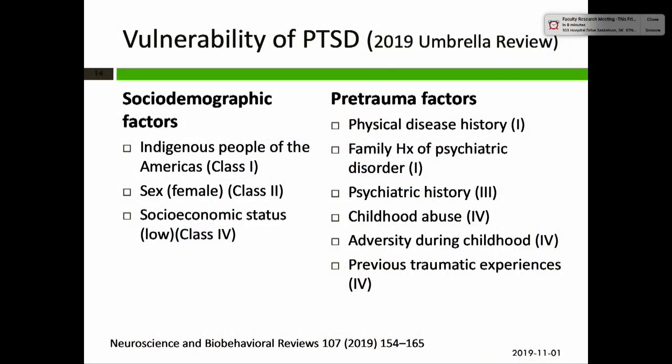Some other things, like the personal characteristics of the victim or PTSD patient, may show some pre-trauma factors. The number one they figured out is physical disease. It's not mental health, it's physical disease. The second one is family history of psychiatric disorders, which shows how the genetic component plays a role. Then the patient's personal psychiatric history, childhood trauma and adversity during childhood, which are listed with different severity, probably because of different definitions in different research. And previous traumatic experience.